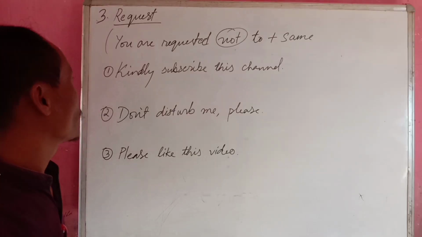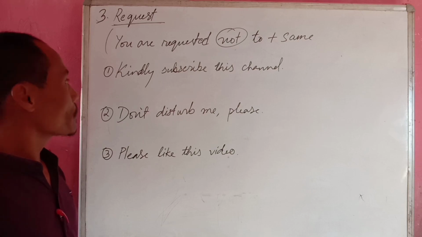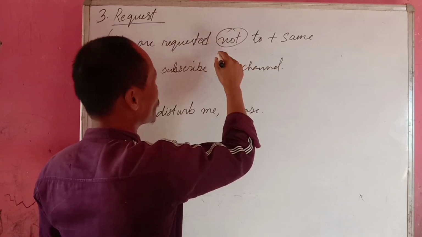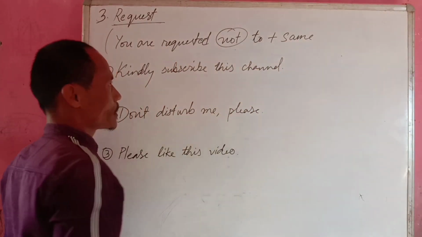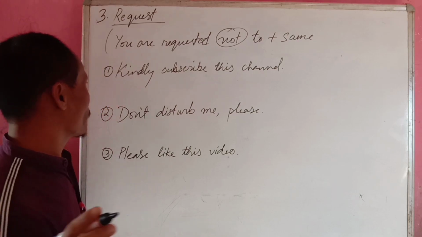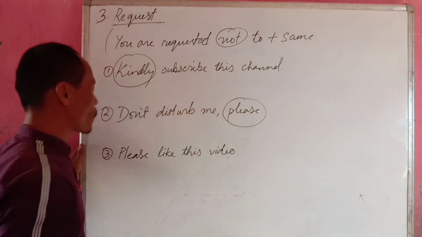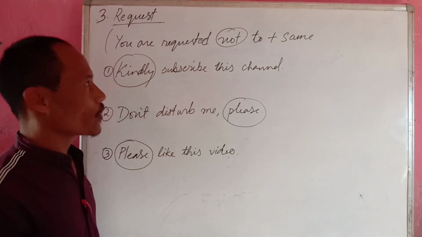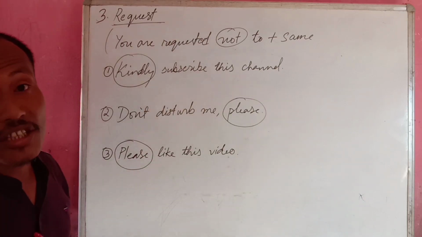Next one, that is, if the sentence is a request, then it is very easy. It is only one formula, that is, you are requested. If it is an affirmative sentence, you will not use not. You are requested to, and after that, you will bring the same sentence as it is. But we have to remove the request words, like kindly or please. This type of words will be there. So this kindly or please, we have to remove, and after writing this phrase, we will bring down the sentence as it is. In this way, we can change into passive voice.